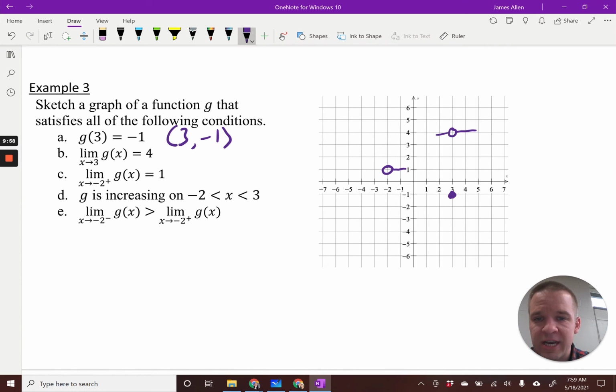G is increasing on -2 to 3. Okay. So between x values of -2 and 3, it is increasing. That's what I have between those two open points right now. So if I take that and I just go, whoop, could be straight, right? That's increasing. It could be kind of curved because that's still increasing the entire way. It doesn't say it's a constant increase or the same rate of change. It could be curved. It could be straight, whatever. I'll just leave it like that because I've already have it there.